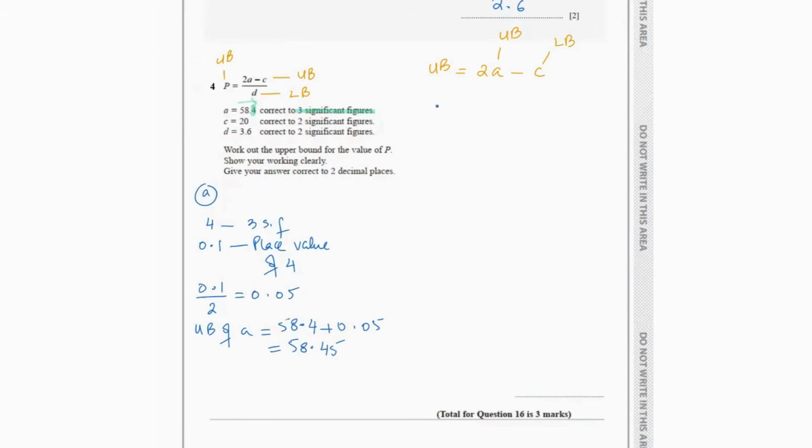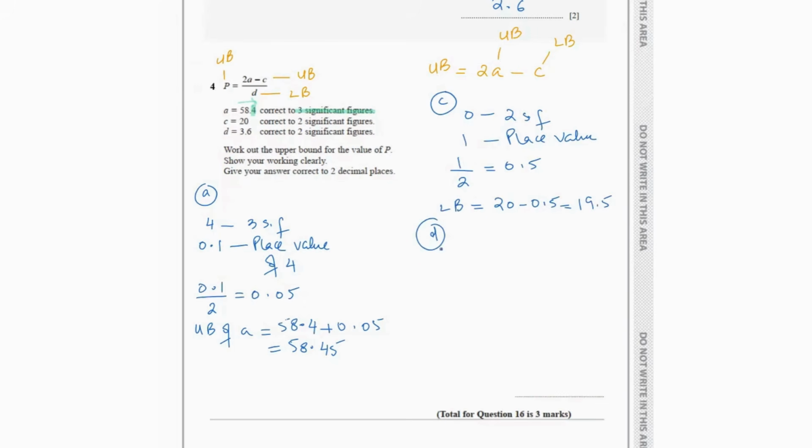Now moving on to C. For C, we need the lower bound. So in C, the value is 20 and it's correct to 2 significant figures. What is the second significant figure? Second significant figure is going to be 0. What is the place value of 0? 1s. So we divide 1 by 2. That gives us 0.5. And the lower bound is going to be 20 minus 0.5, which gives us 19.5.